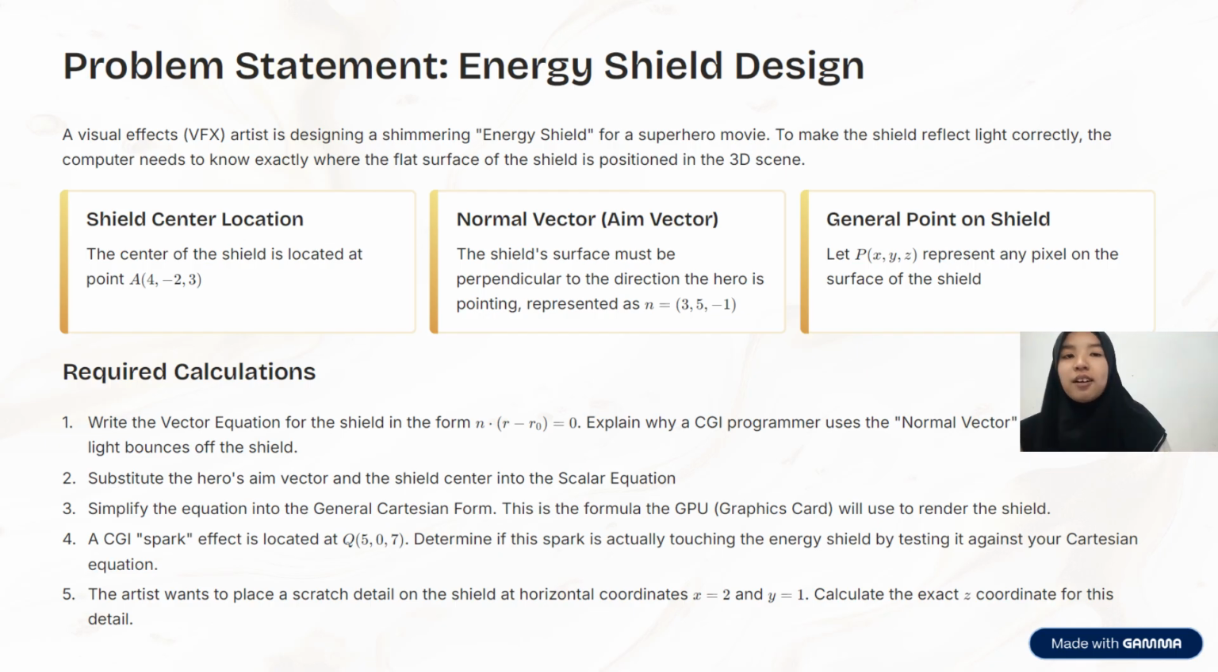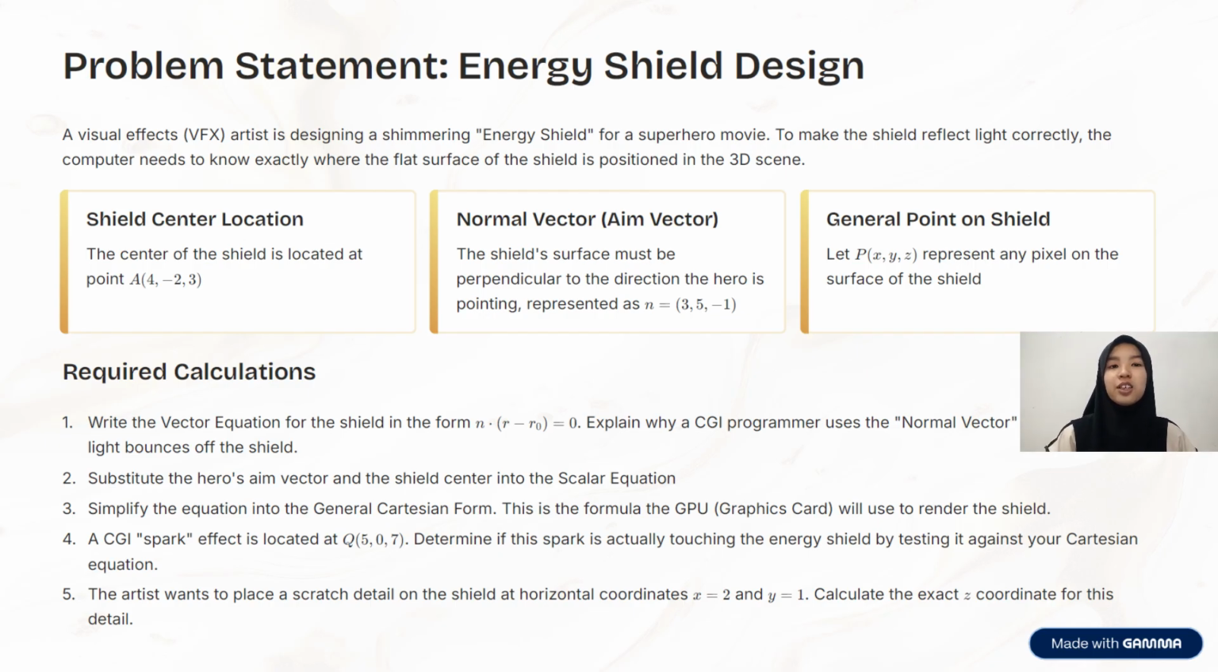And next, there is a CGI spark effect located at Q (5, 0, 7). So we need to determine if this spark is actually touching the energy sheet by testing it against your Cartesian equation. So we need to use the Q coordinates to determine whether the spark is actually on the energy sheet or not.